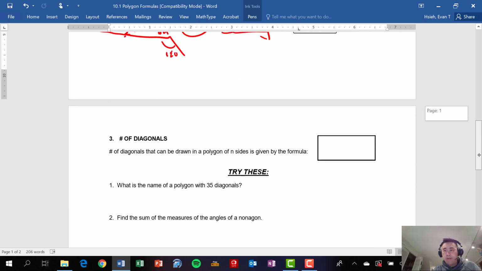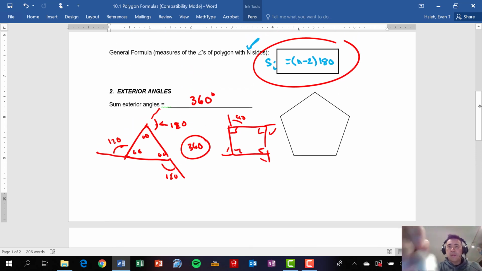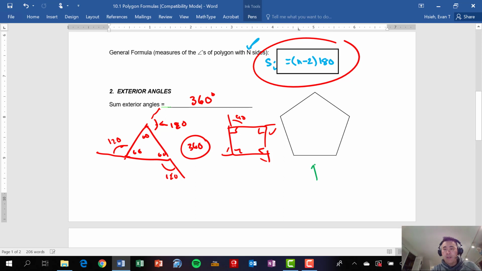And then the last formula in this section is the number of diagonals that can be drawn within a polygon. So if I have a polygon here, let's take a look at this pentagon. I can draw one diagonal, two diagonals, and then that's all I can draw from that vertex. Then from this one I can draw 3, 4, then from this one 5, and if you notice, we already drew this one, so I can't count that again. So I end up with 1, 2, 3, 4, 5 diagonals.